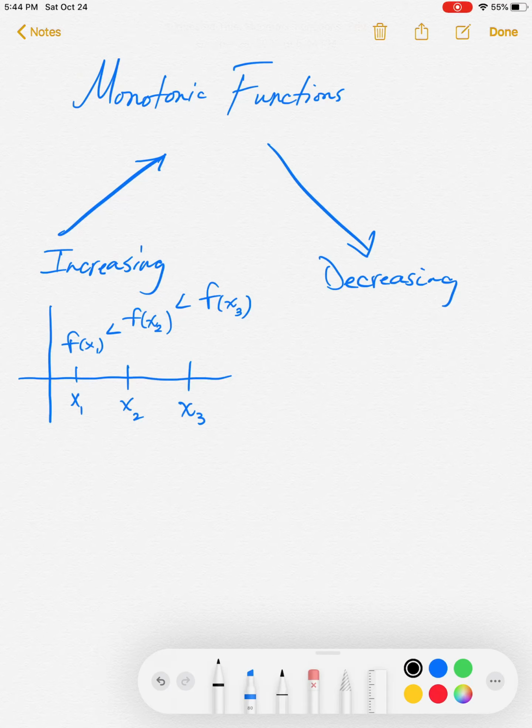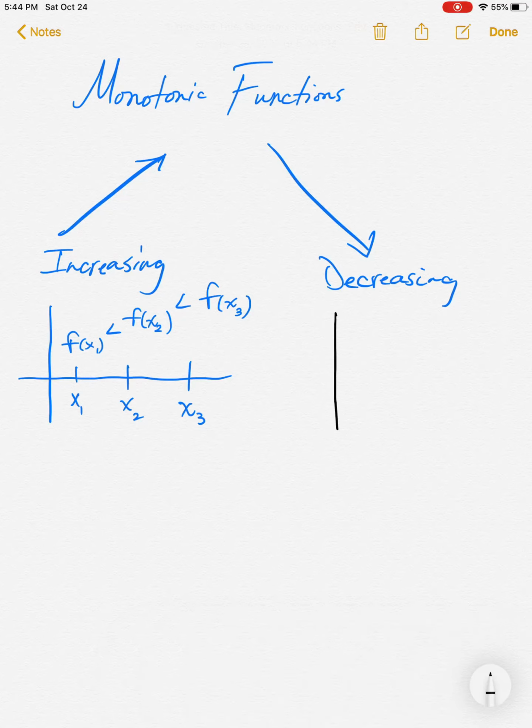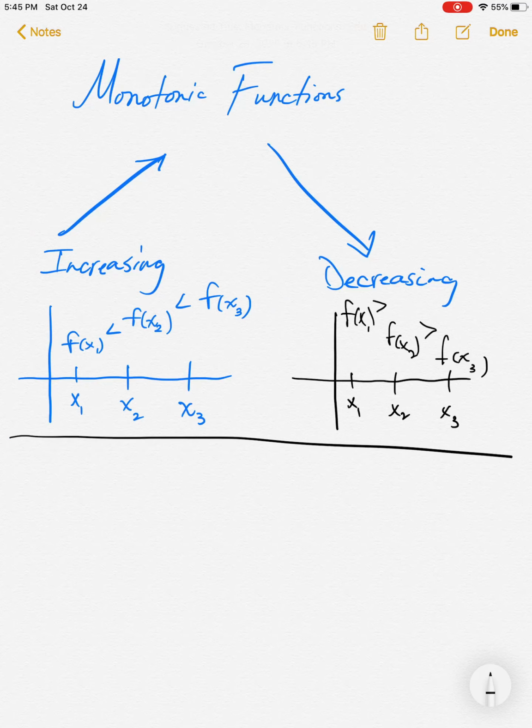Similar setup for decreasing. So if we're talking about monotonically decreasing, you have x1, x2, and we'll stop at x3, but it can go on and on and on. And here we go. Monotonically, we start off high, and then we start going down low. And so this would say f of x1 is greater than, and it just keeps going like this.